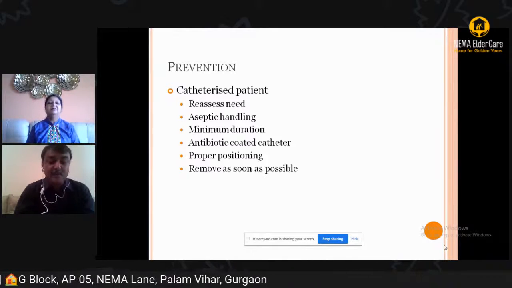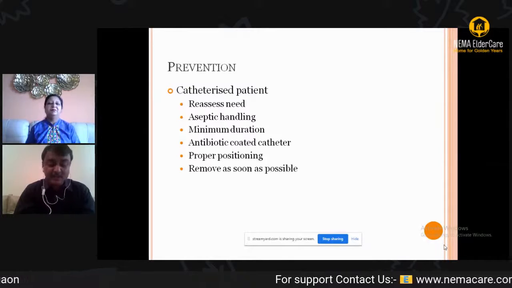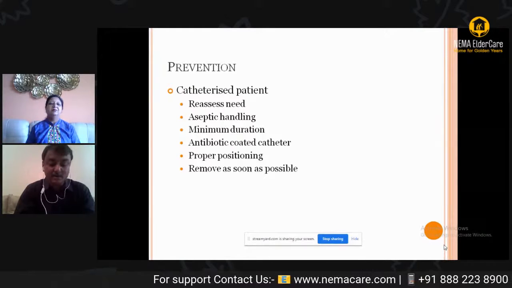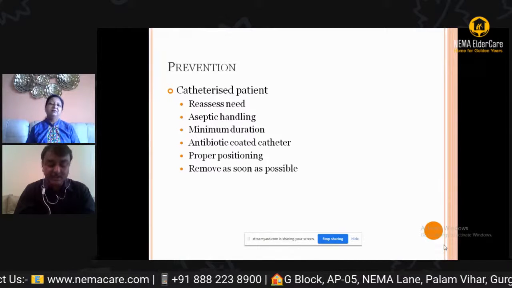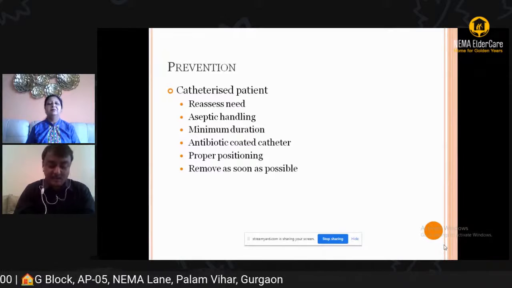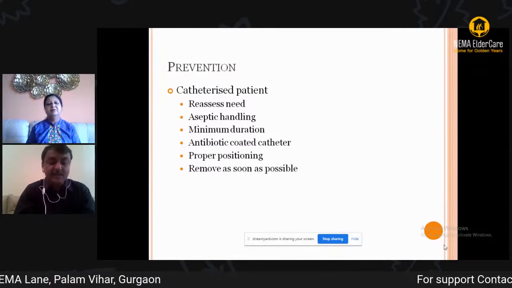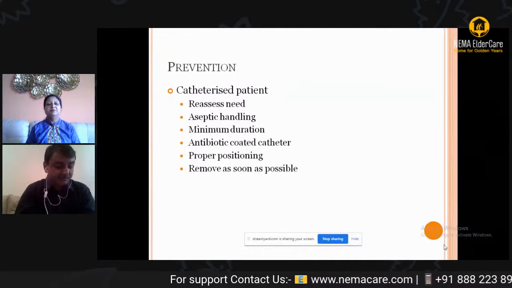In people where we are unable to remove the catheter, and we understand that it will be required for a longer duration of time, then we can use an antibiotic coated catheter. The advantages being we need to change it less frequently, and because of the impregnation of the antibiotic in the catheter, we can prevent some infections with that.